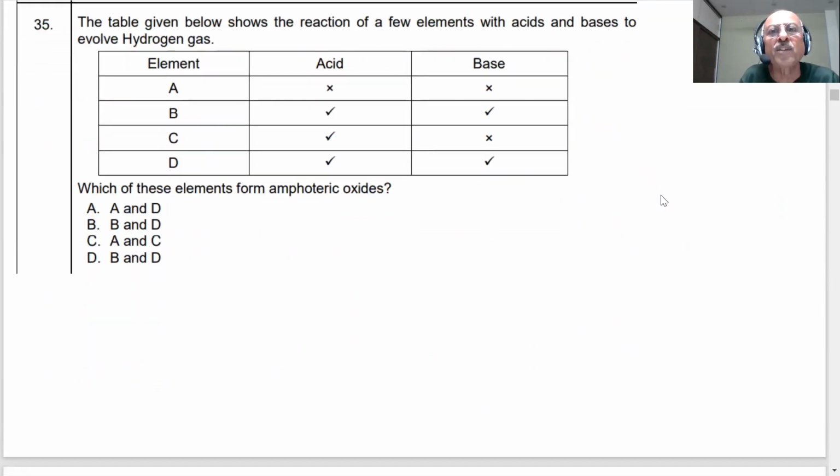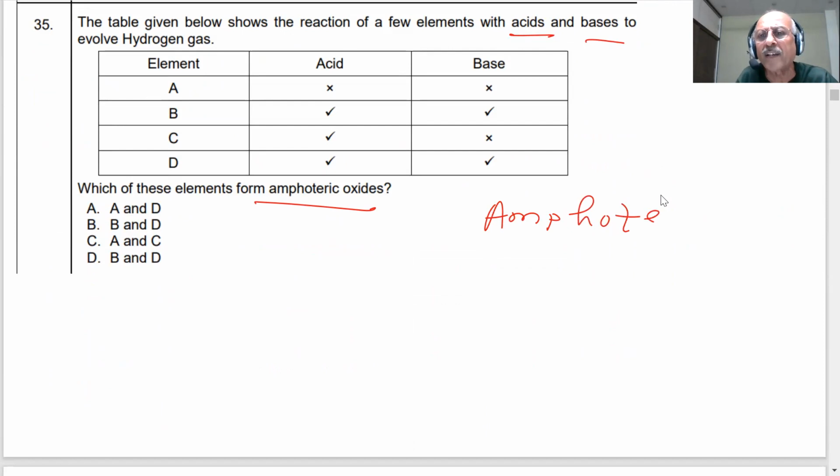The table shows a reaction of a few elements with acids and bases. They evolve hydrogen. Element A is reacting with acid as well as base, and they evolve hydrogen gas, that you already know. Which of these elements form amphoteric oxide, student? What have you read about?